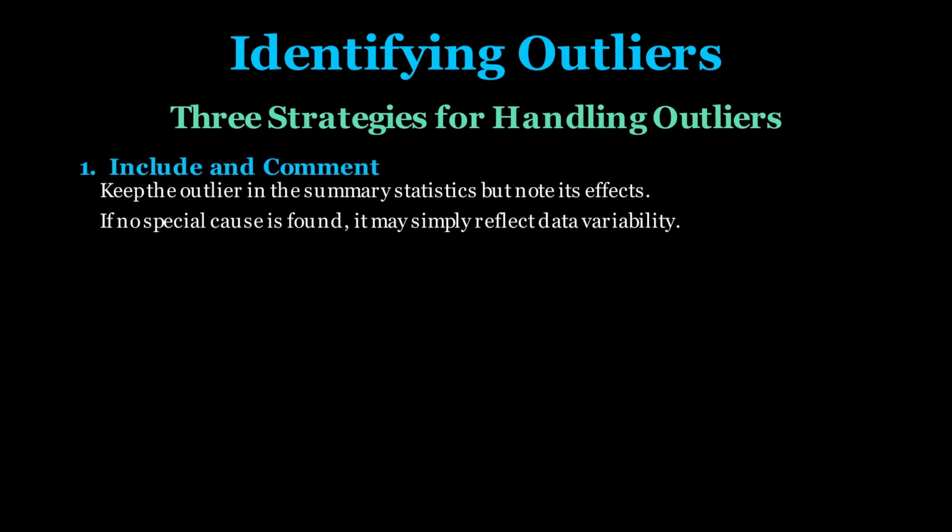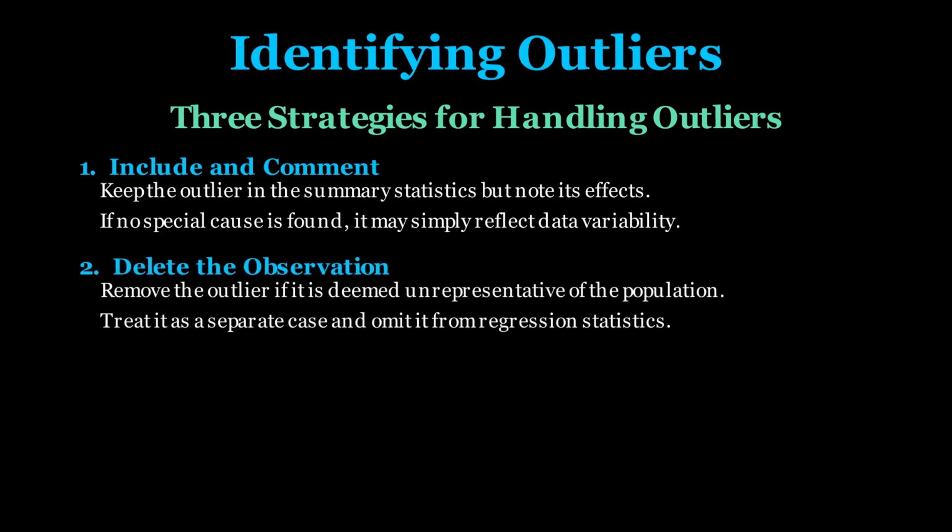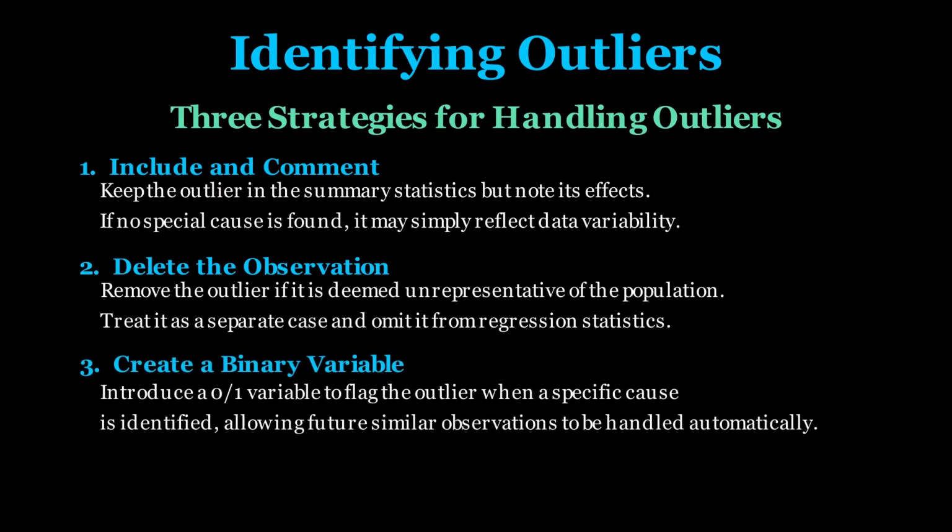The first strategy is to include the outlier and comment on it. If there is no identifiable special cause, the observation may simply represent natural variability and might not meaningfully distort the overall results. Strategy 2 is to delete the observation. If the outlier is clearly unrepresentative of the population, removing it and reporting it separately is appropriate. Lastly, create a binary variable. If a known cause explains the outlier, a 0-1 indicator variable can be added to the model, formally accounting for the effect and automatically handling similar future observations.